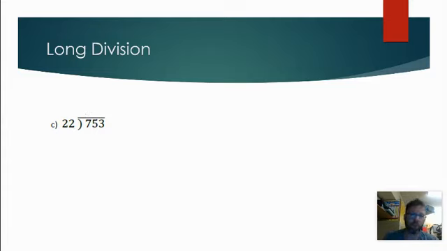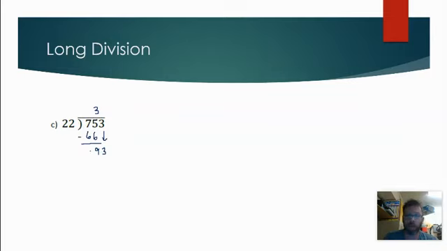Let's do this one. So 22. How many times does it go into 7? None. So we don't start there. Let's go 22 into 75. It goes in 3 times. And 3 times 22 is 66. We subtract. 75 minus 66 is 9. And then we bring down the 3.